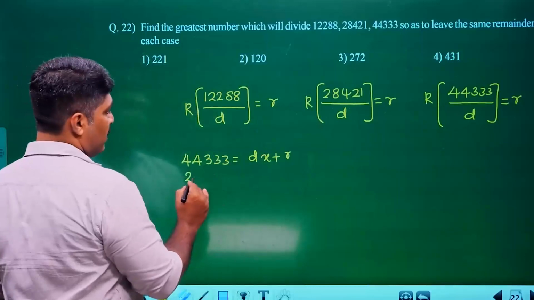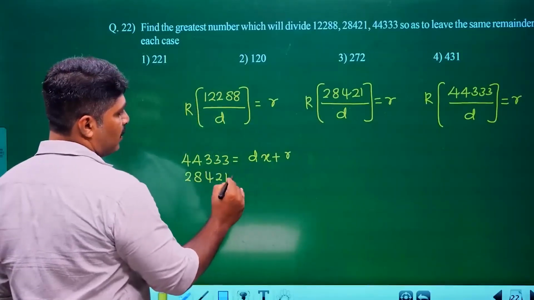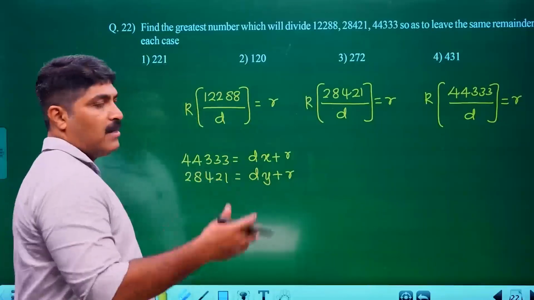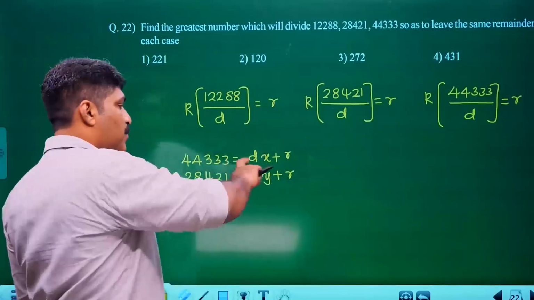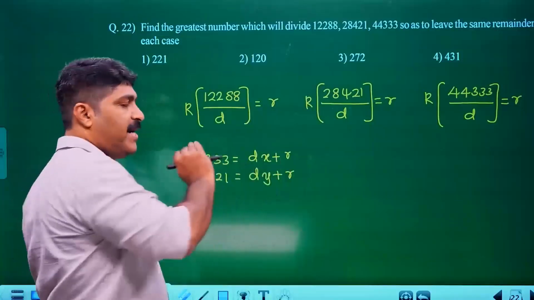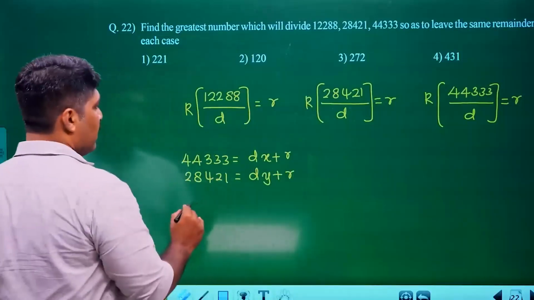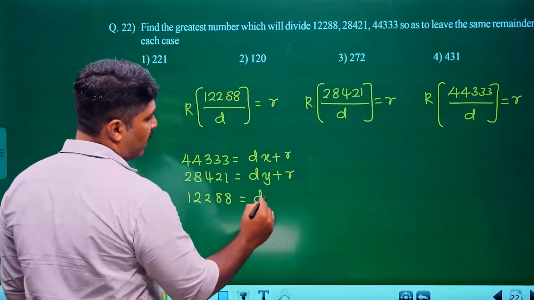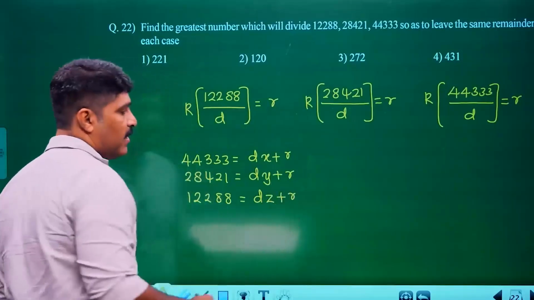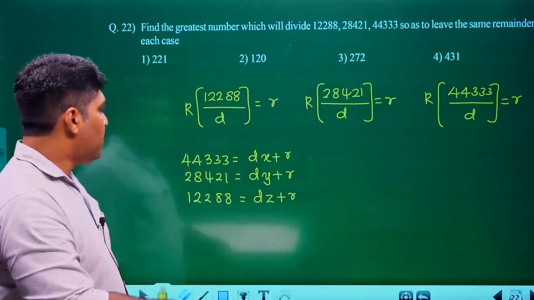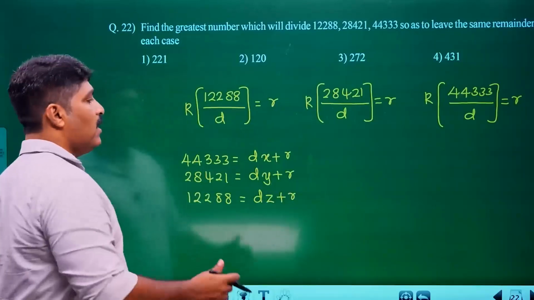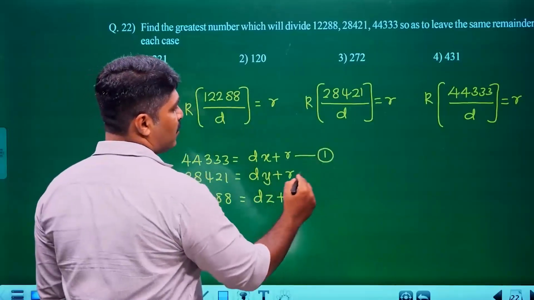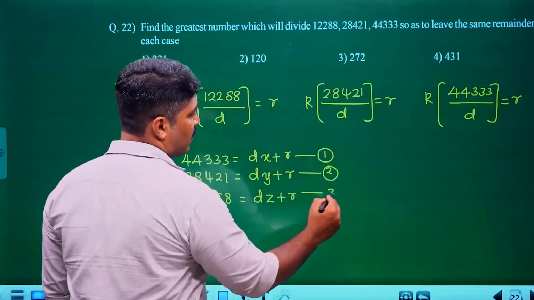Therefore, the second number, 28,421, I am writing as Dy plus R, where the quotient is different. The rest, the divisor and remainder, are the same as per the question. And the last one, 12288, we can write as Dz plus R. While observing these three expressions, I am numbering these equations as 1, 2, and 3.